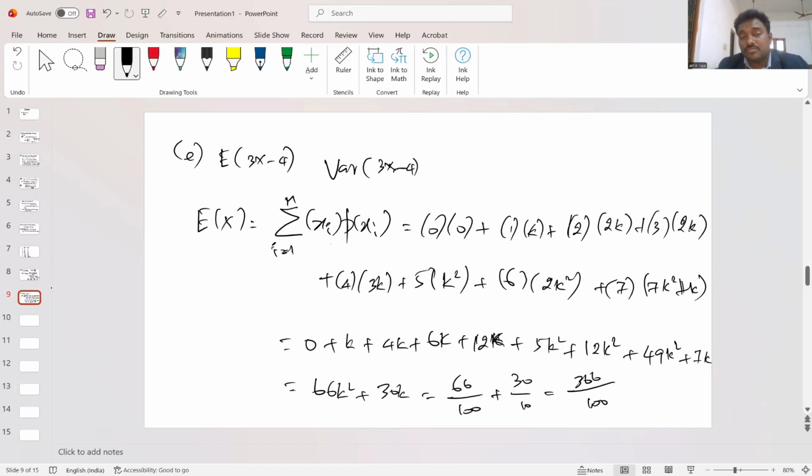So the expectation value need not lie between 0 and 1. It can exceed 1. It can be a negative value. So no problem with that, right? So this is just the expectation value of x.